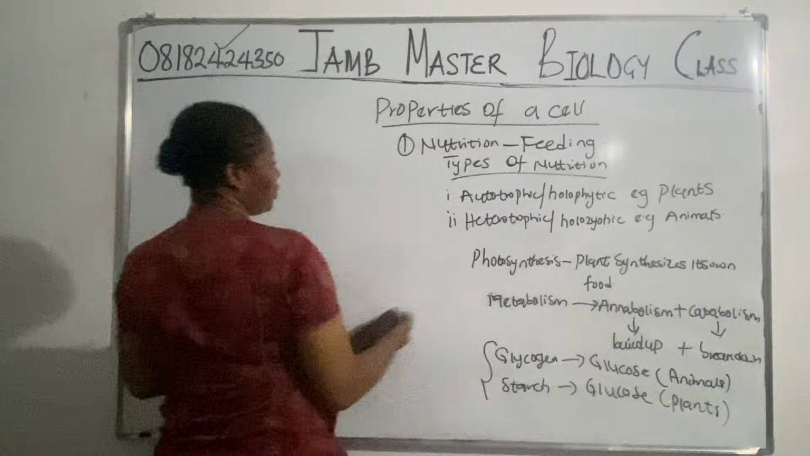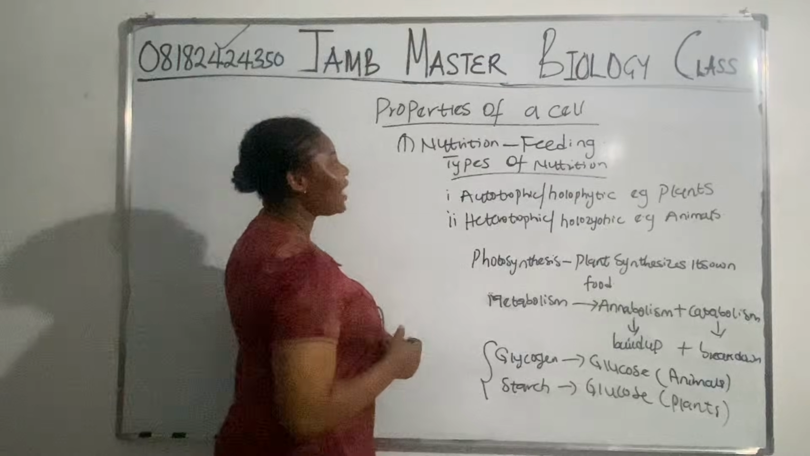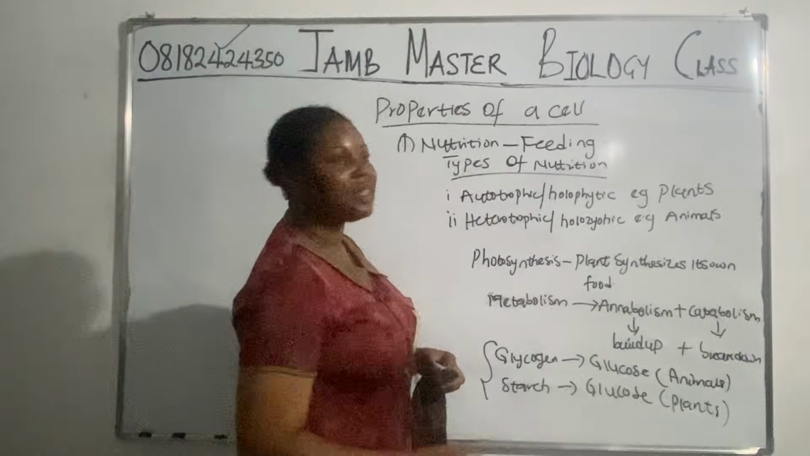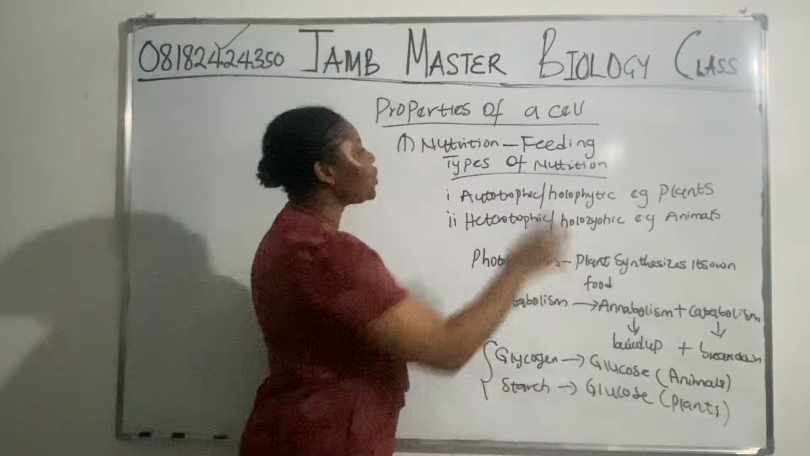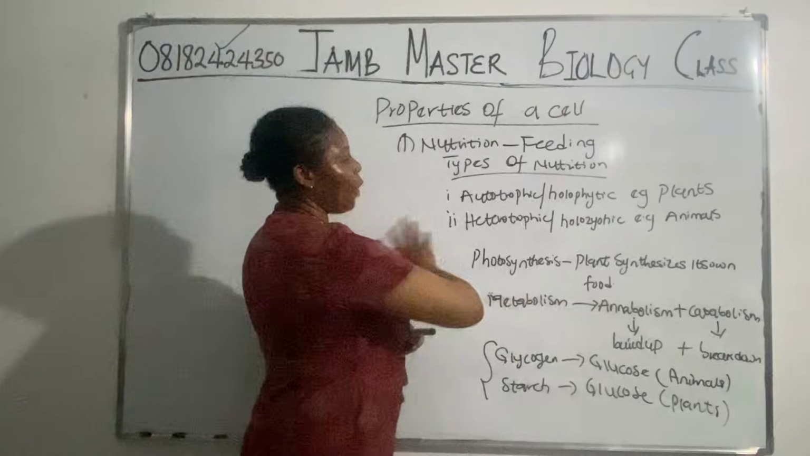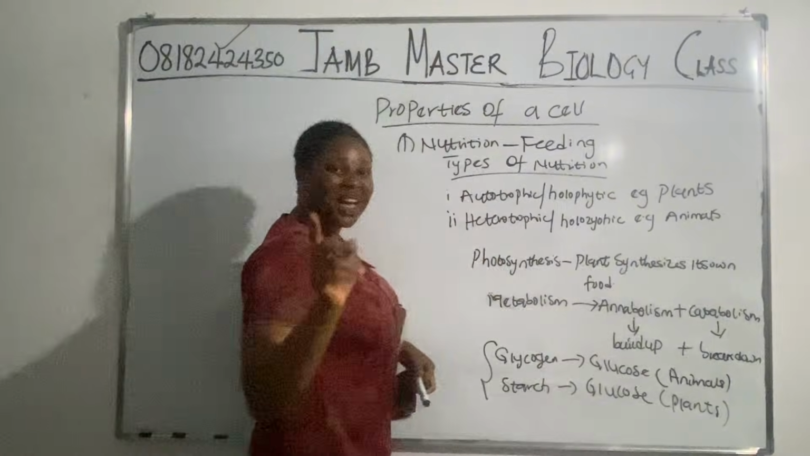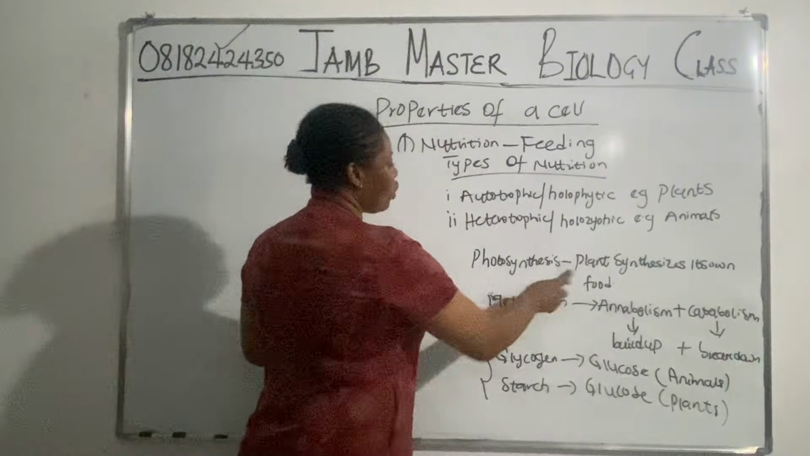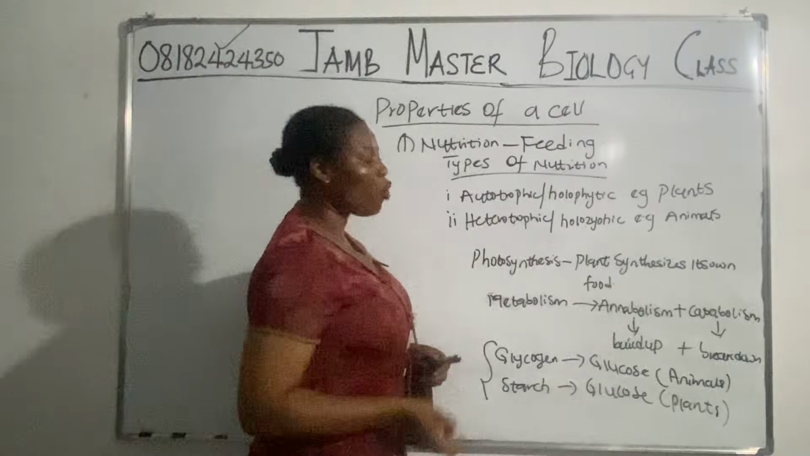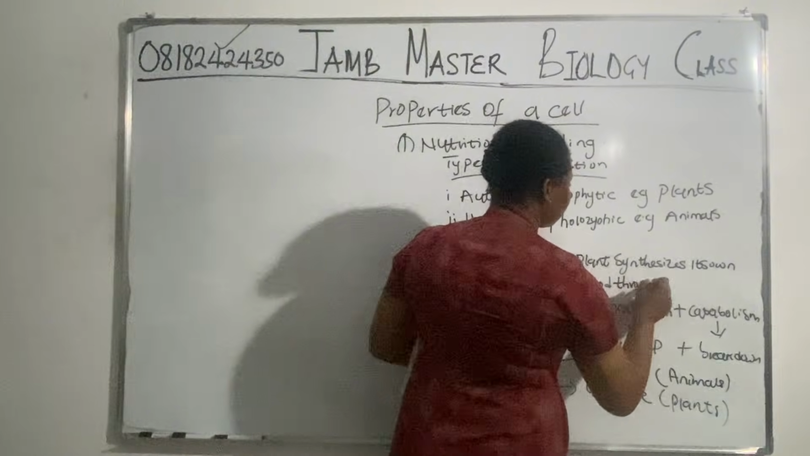Let me dust the board. I hope we are understanding. Let me go over again. I said that properties of a cell are those characteristics that every cell must exhibit, and that one is nutrition. Nutrition has to do with feeding. The intake of food substances is what? Nutrition. We have two main types of nutrition, the autotrophic nutrition, which occurs in plants, and it is basically through the process of photosynthesis. It is the process by which plants synthesize their own food through the help of sunlight.